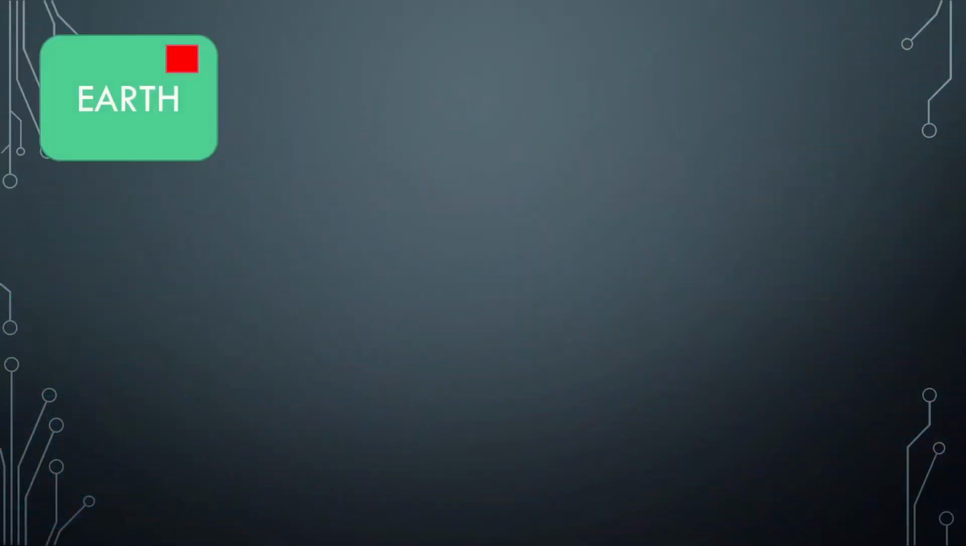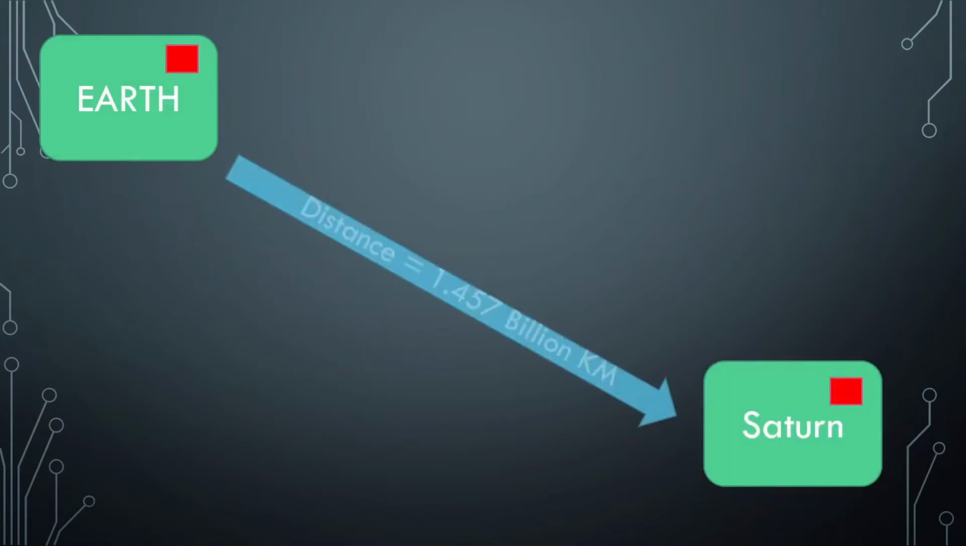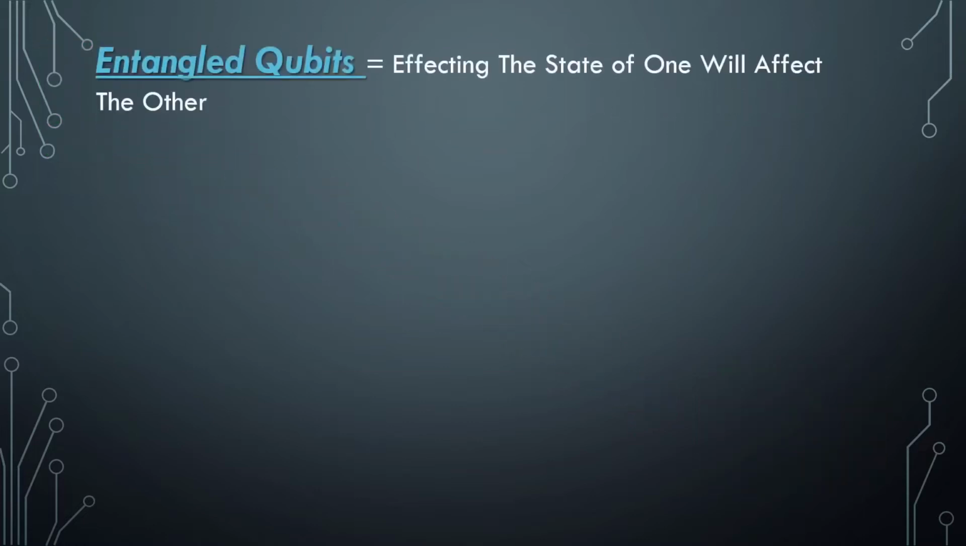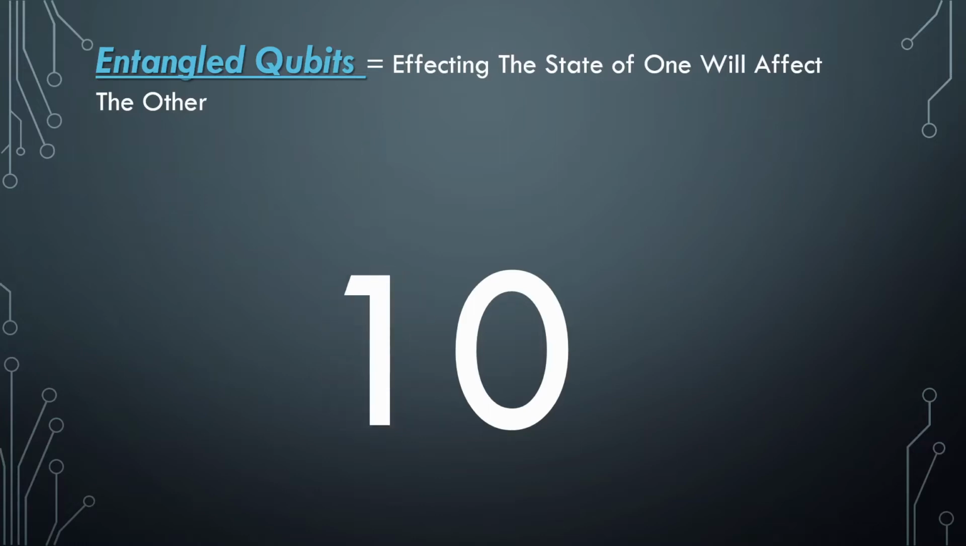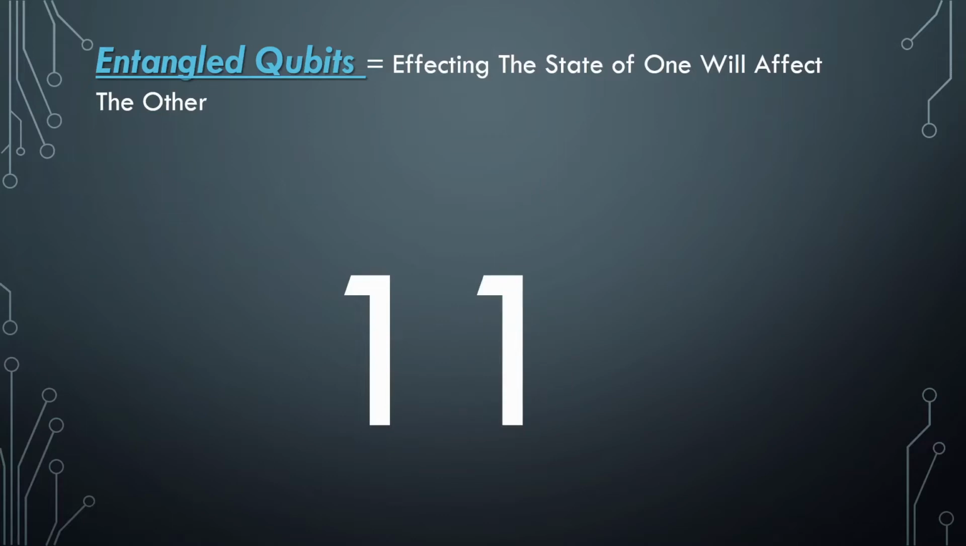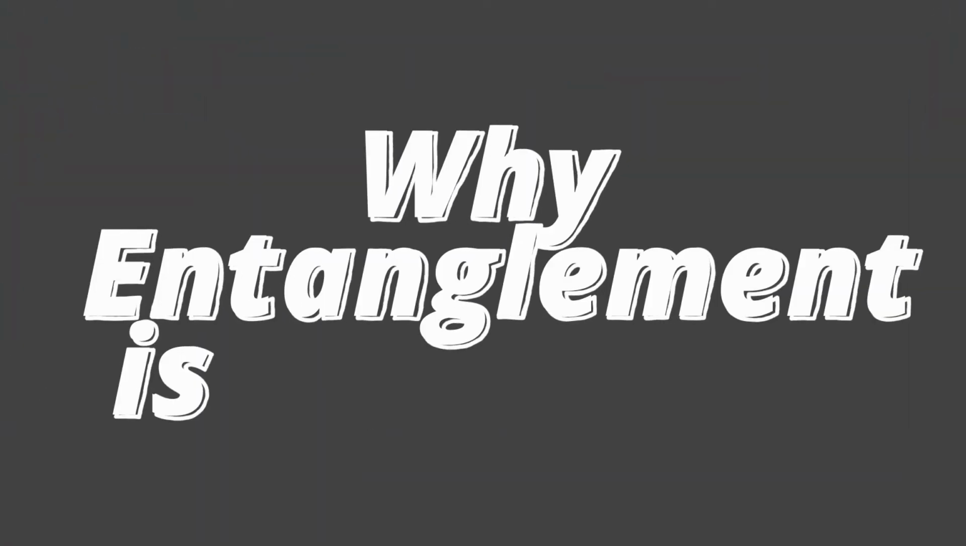Let us say you place this red shape on Earth and a blue one on Saturn. They will show the same outcome every time no matter the distance. So when you say two qubits are entangled, changing the state of one affects the other qubit. That means if you have two qubits, 0, 0, if we change the state of the first qubit from 0 to 1, the second qubit, which is also 0, will change to 1. And this is entanglement.